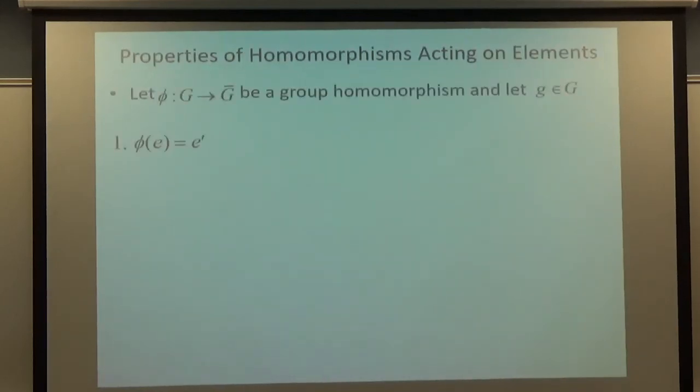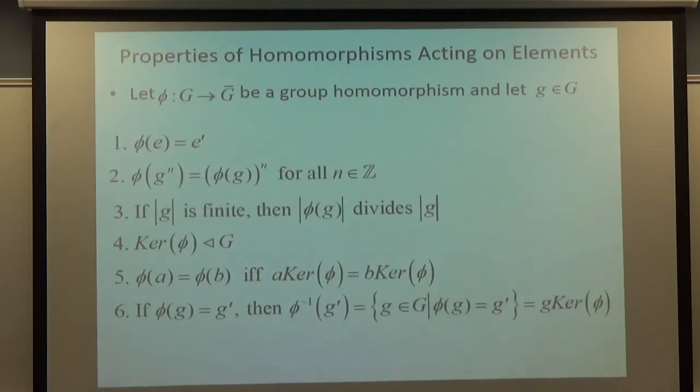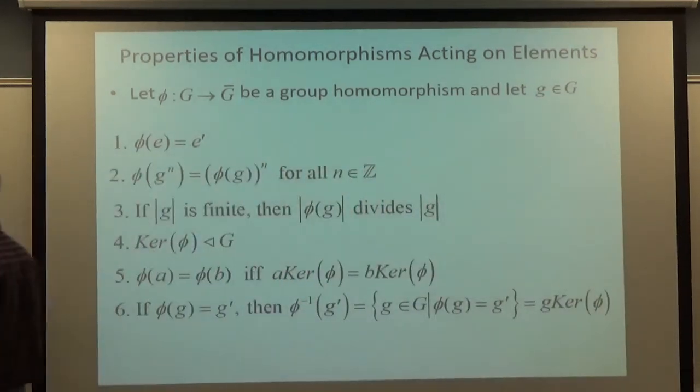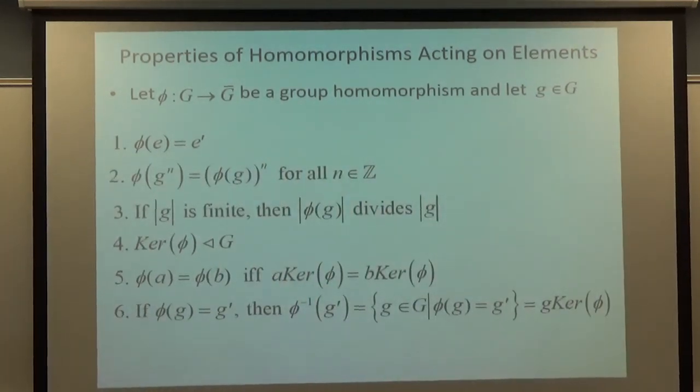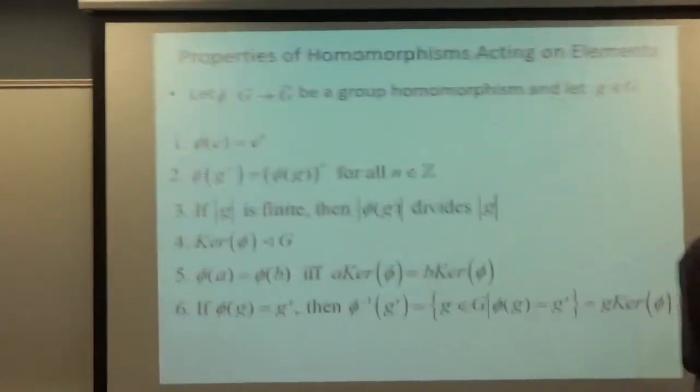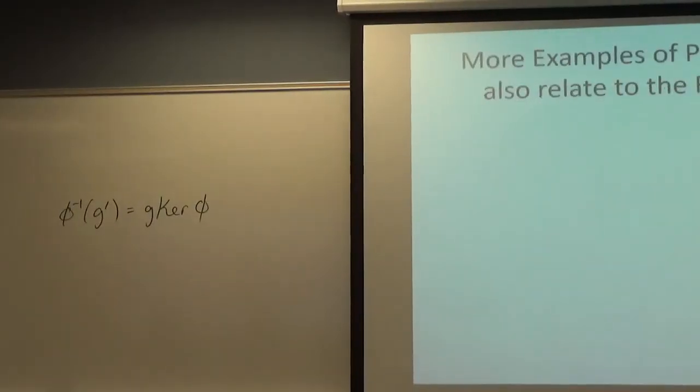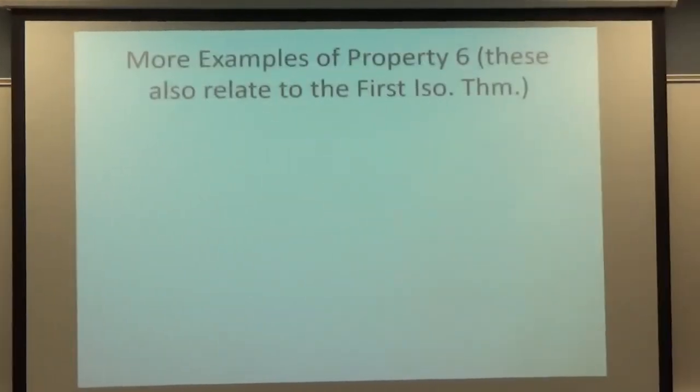Of course, we have these properties of homomorphisms acting on elements. Once more, I want to re-emphasize the meaning of this one: that the preimage of an arbitrary element in the image of phi is really a coset of the kernel. I want to relate this to linear algebra, actually, and relate even the First Isomorphism Theorem to linear algebra.